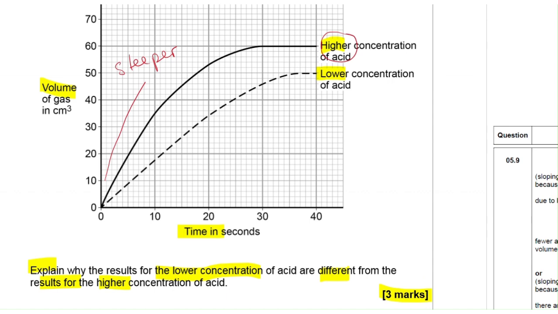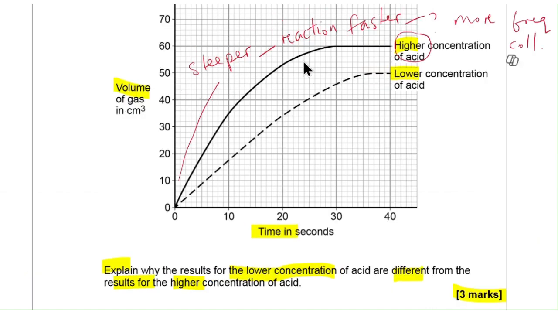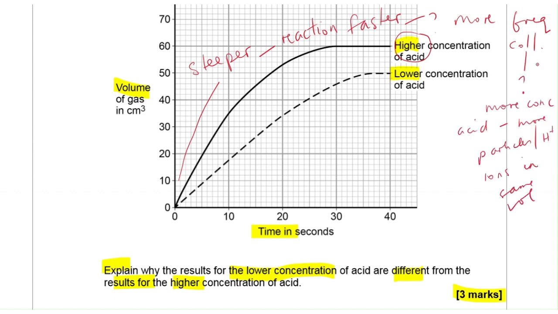Now, if the reaction is faster, there must be a reason for this. And this is again due to collision theory. The reaction is going faster because there are more frequent collisions. Why are there more frequent collisions? Because the more concentrated acid has more particles or more hydrogen ions in the same volume.